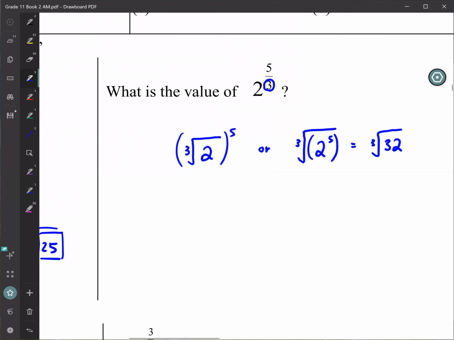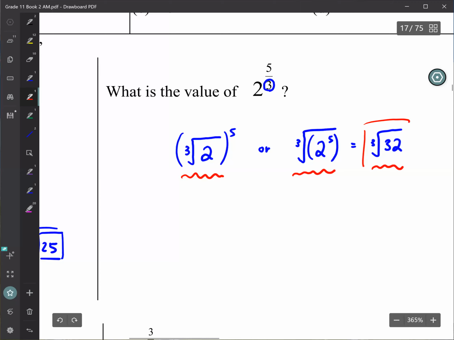You just go as far as you can. You don't need to find the cube root of 32 because it will turn out to be a decimal. It's not a perfect cube. 32 is not a perfect cube. Then you just stop there. So you also need to know when to stop. You can stop in either this way or this way when they say please find the value. I prefer the last one, because that one has fewer exponents.